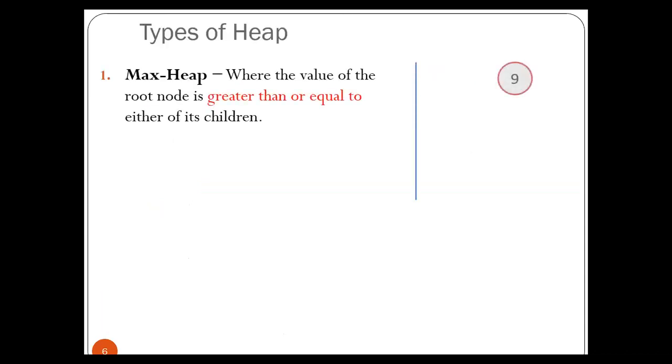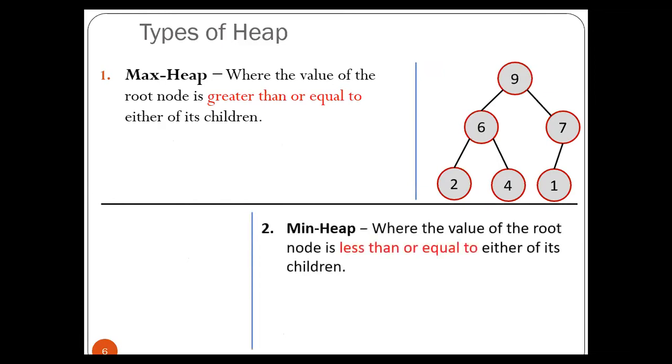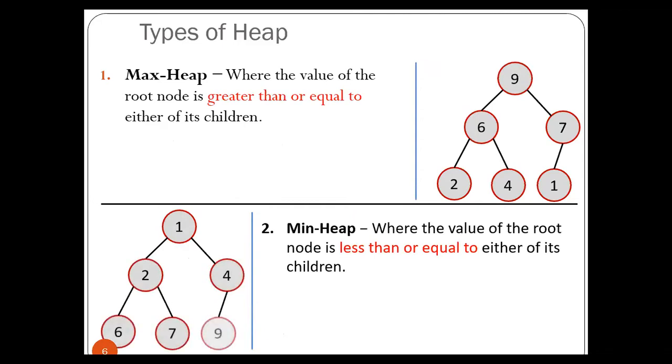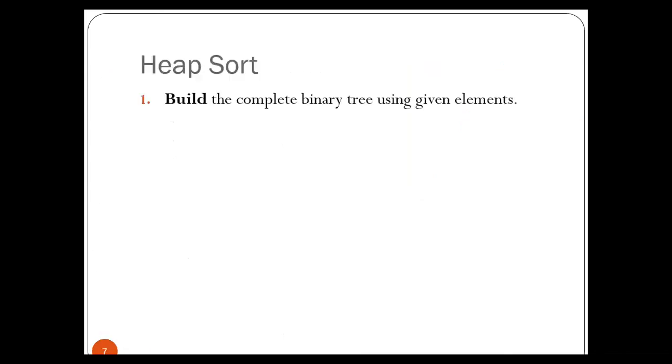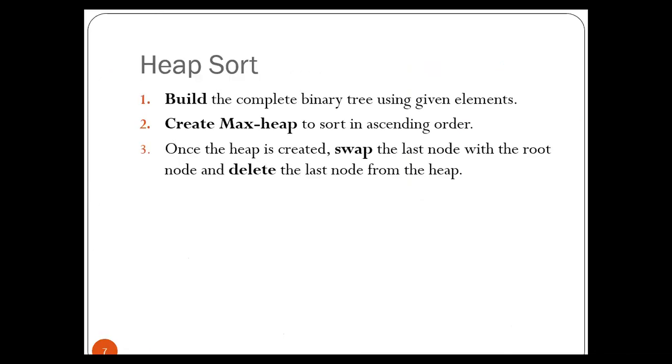Types of heap we can check. Where the value of the root node is greater than or equal to the children nodes, it is a max heap. Where the root node is less than or equal to the children nodes, it is a min heap. So these are the processes used in creating the heap sort. So this is the algorithm.